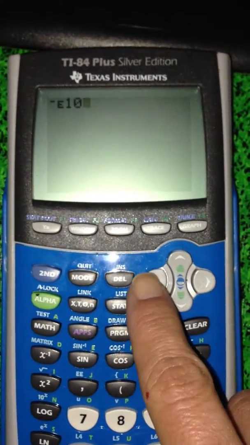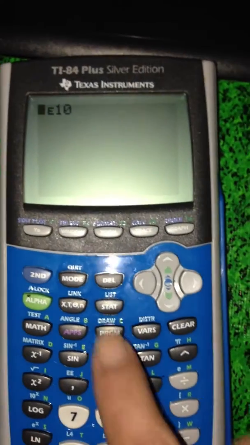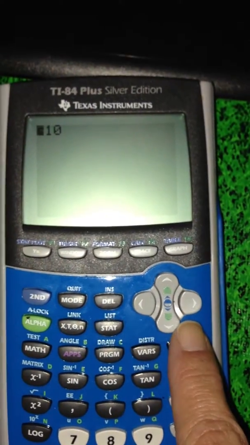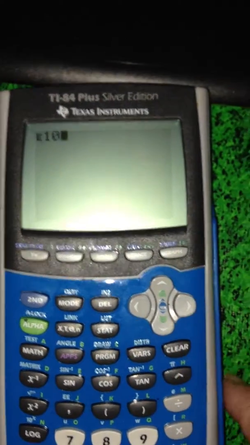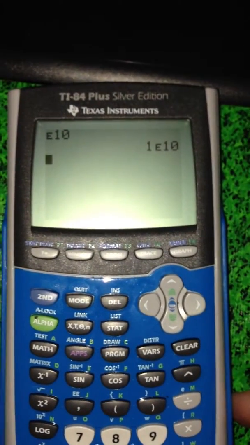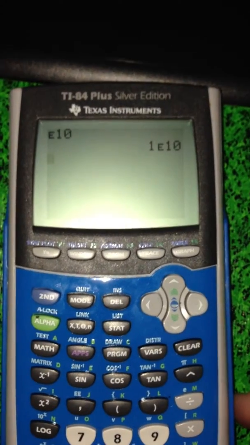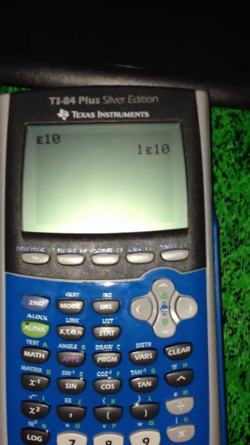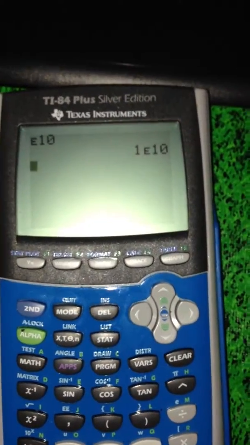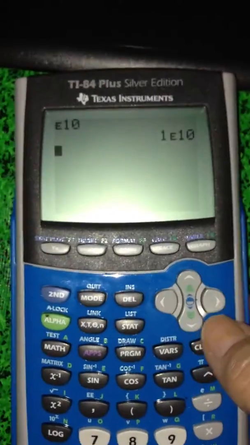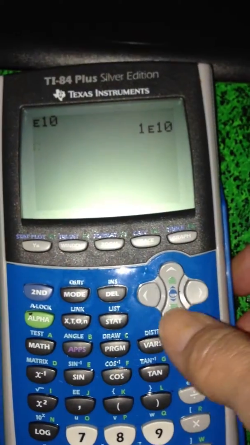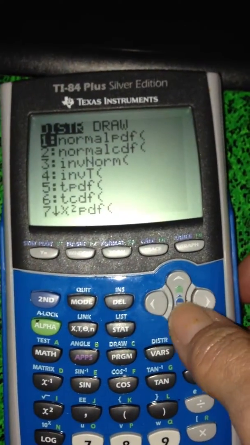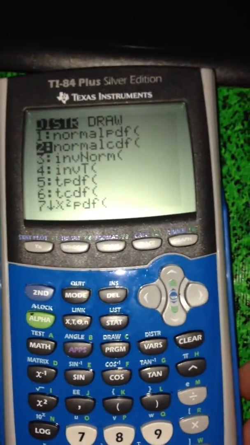Now if I wanted to represent positive infinity, I would just not be using the negative there. I just do the e to the 10th. And you see if I hit enter, then I see 1 e to the 10th. So it really doesn't matter if I use the 1 or not. I don't have to use that extra step. So the function that I'm going to be using is called the cumulative density function. So that's the normal CDF.